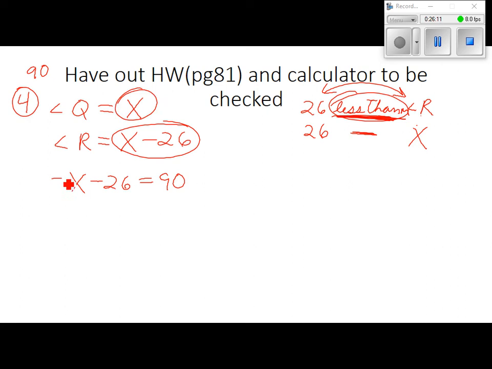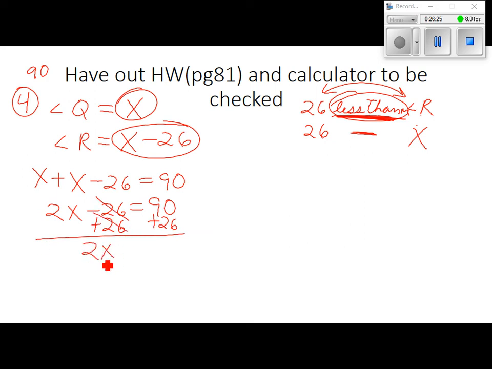So what else do I need out here? Add an X. What's X and X give? 2X. Somebody help me out. It's 90 plus 26, which is 116. Divided by 2 is 58.